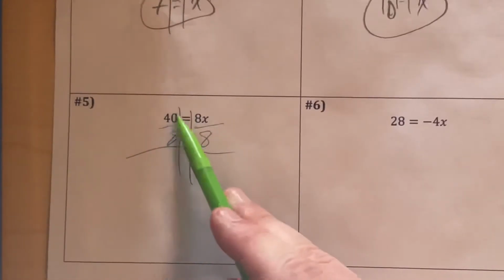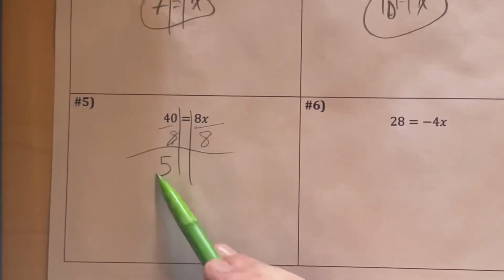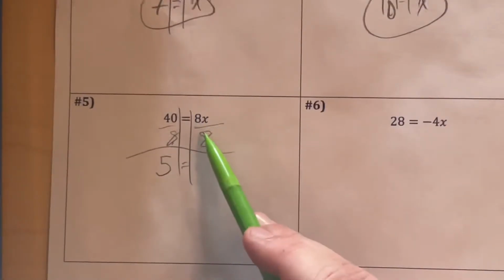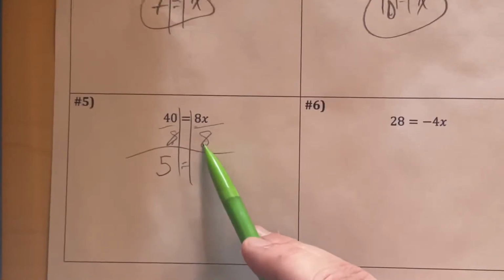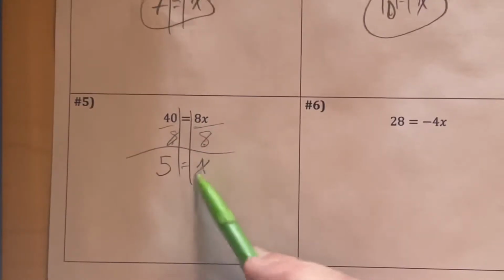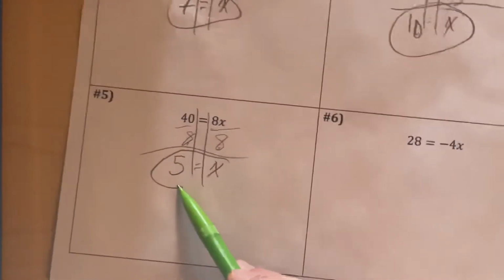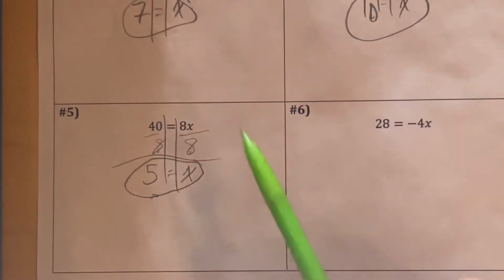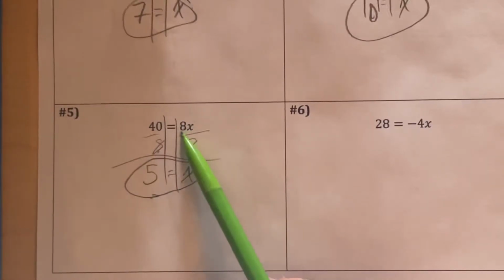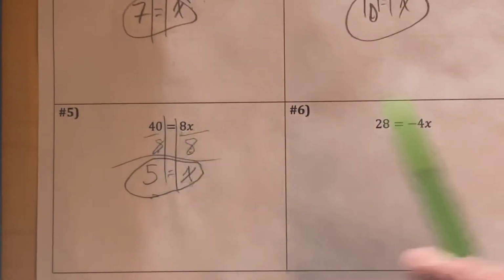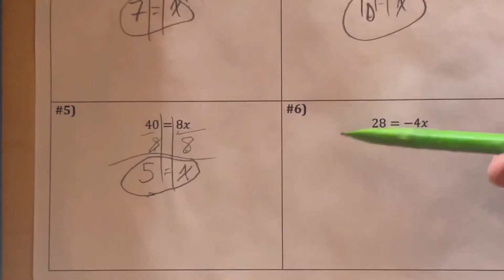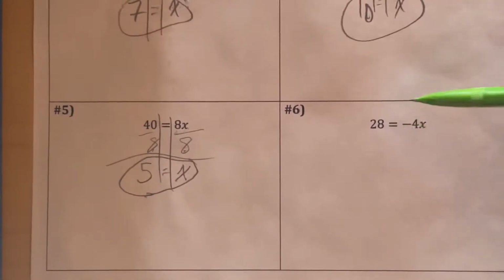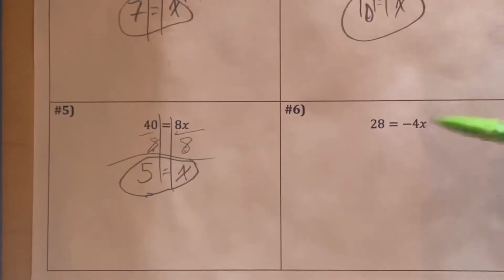On the left side, 40 divided by 8 is just 5. And then on the right side, make sure you're not saying this is 0, because 8 divided by 8 is 1. So I'm going to have just x. So I'm going to say 5 is equal to x. And you can always plug in to check. So I'm saying 8 times 5 is going to be equal to 40. On the number 6, I have 28 is equal to negative 4 times x.